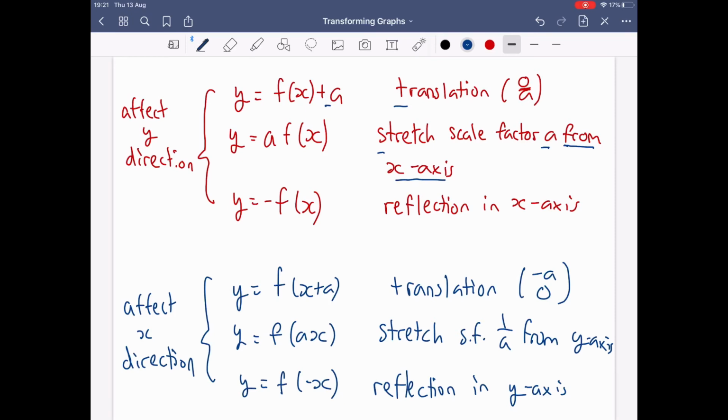So with the scale factors, you multiply whatever the y value or the x value is by the scale factor, 1 over a, or a. Here you would just reflect it in the y-axis, and here you would either add or minus on the x-axis, or add or minus on the y-axis. And yeah, these are basically it. This is what you need to know.